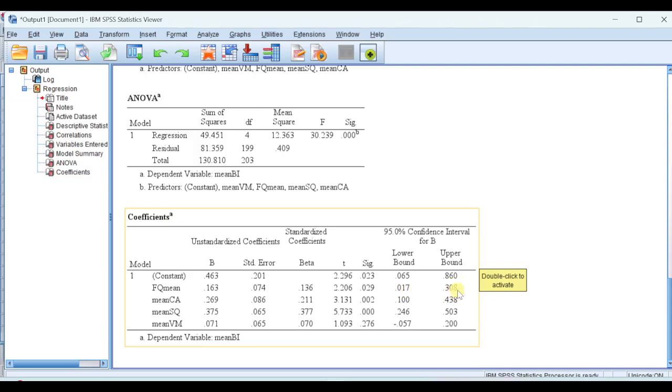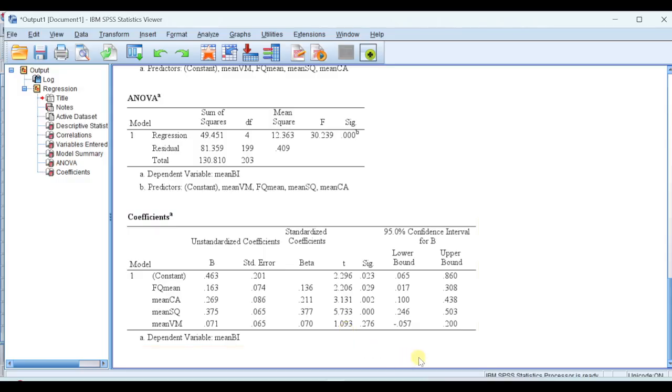0.017 to 0.308. In case there's a zero coming in between the lower bound and the upper bound confidence interval, then that is insignificant, as we see in the case of value for money. So here the lower bound is minus 0.057 and the upper bound is positive 0.200. So 0 lies in between them, and that is the reason it is insignificant in predicting behavioral intention. That is also shown by the p-value and also depicted by the t-value.